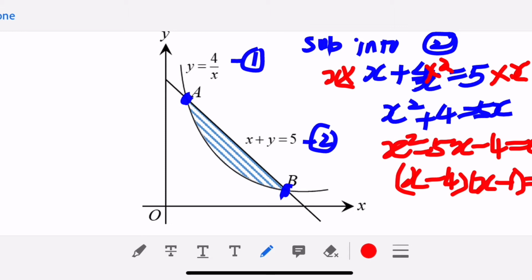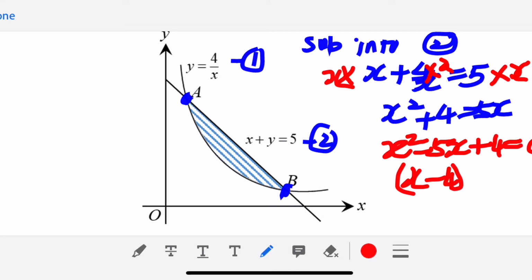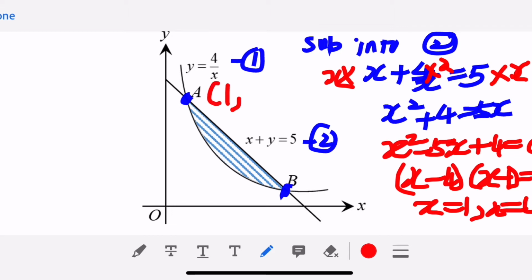This is plus 5, right? Okay, so this is minus. Alright, so we double check so that we won't have careless mistakes. Okay, this is minus, this is minus. So we have x equal to 1 and x equal to 4. So obviously here it will be 1, here will be 4, right? So here will be 4, here will be 1, logically.